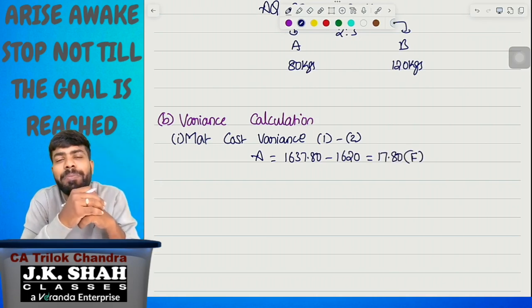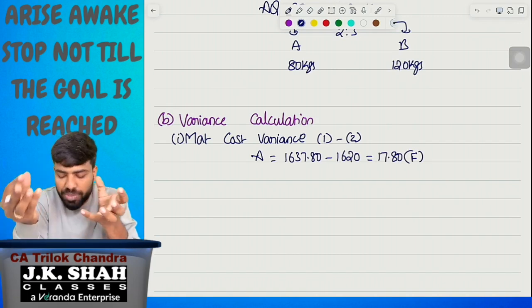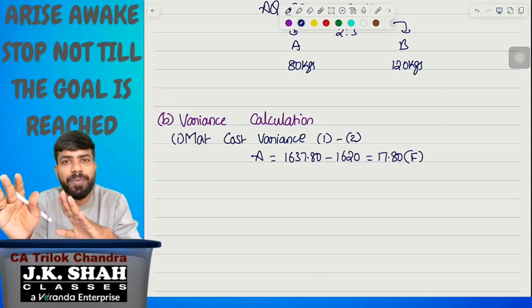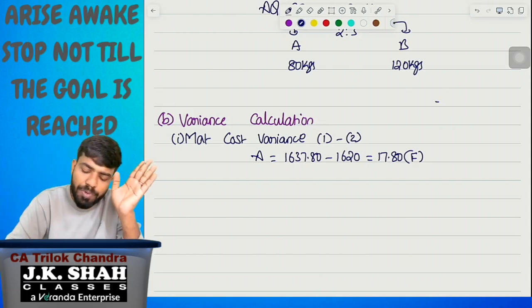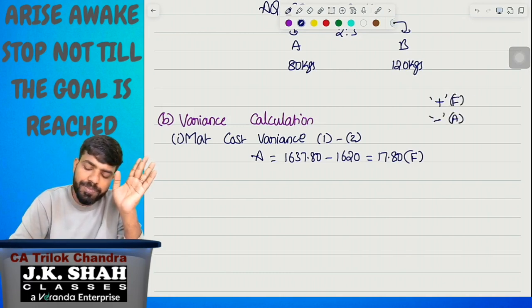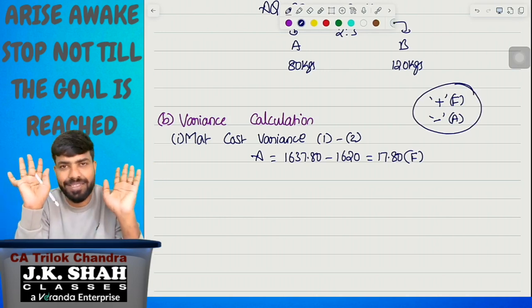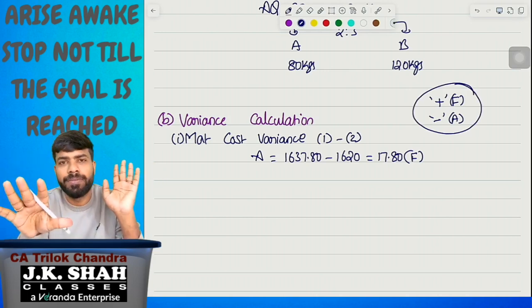Why is it favorable? Permitted is 1637.8, but actually incurred is only 1620. There is a savings of 17.80, so we will report it as favorable. Simple sense, I'll tell you. When it comes to cost variance, positive means favorable, negative means adverse, for all the cost variances in our format.